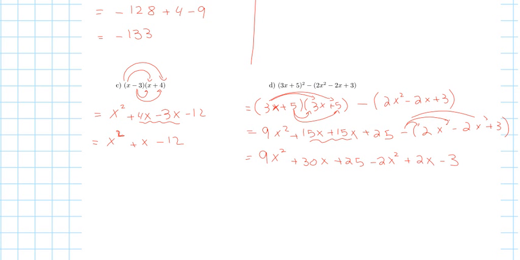And now, because there's no more brackets, it's just terms that are added and subtracted, I can collect like terms. Okay? My like terms are 9x squared and negative 2x squared, so that's going to be 7x squared, right? 9 take away 2. Yeah. I have the 30x and the 2x, so that's going to be 32x. And then 25 take away 3, that's positive 22.